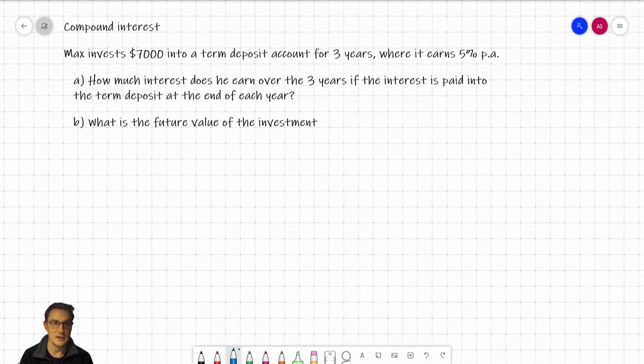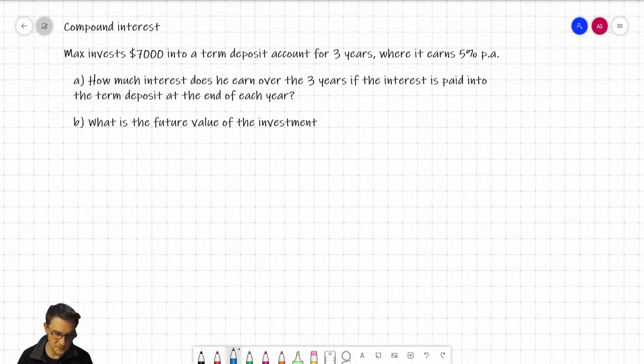So with this example here, we're told that Max invests $7,000 into a term deposit account for 3 years, where it earns 5% per annum. How much interest does he earn over the 3 years if the interest is paid into the term deposit at the end of each year? And B, we're asked, what is the future value of the investments?